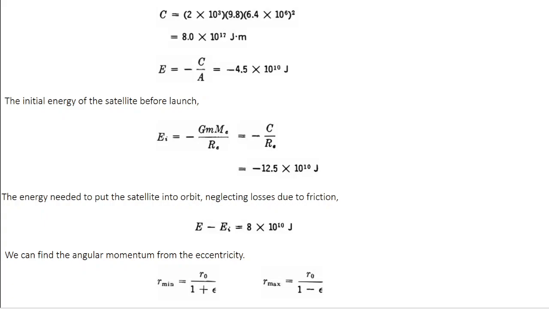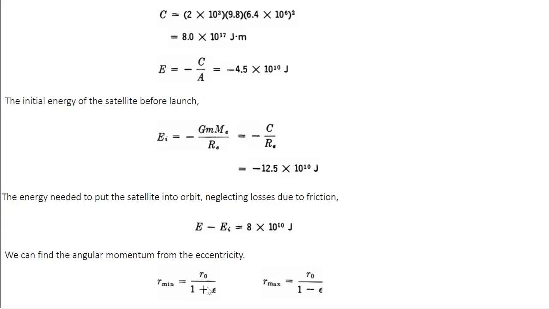So once we are done with energy calculations, let's now turn our attention to angular momentum. And as we know, angular momentum can be calculated using eccentricity. So from the previous class, we know R minimum equals R naught divided by 1 plus E, and R max equals R naught divided by 1 minus E, where R naught is the radius of the circular orbit and E is the eccentricity.